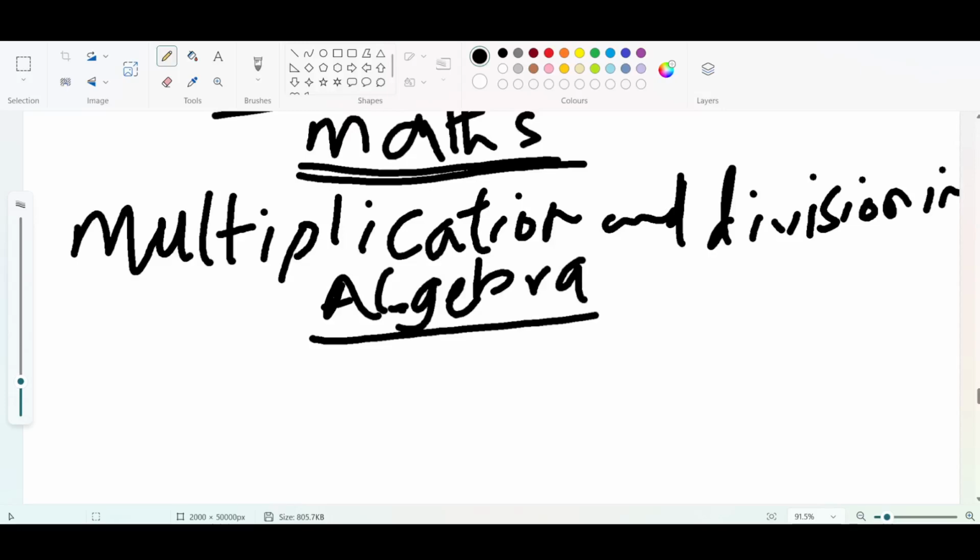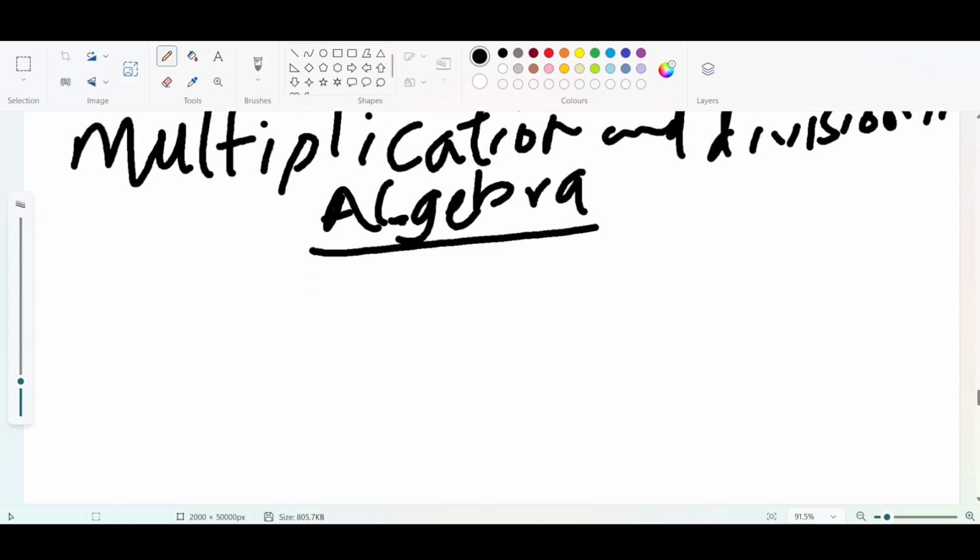Hello, good evening. So today we want to talk about multiplication and division in algebra. The last time we dealt with addition and subtraction in algebra, but today we want to look at multiplication and division in algebra. So let's see some examples.